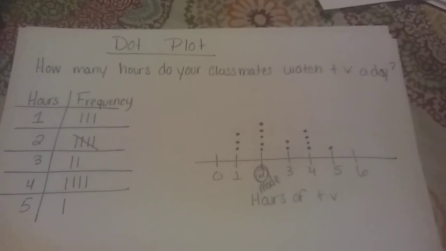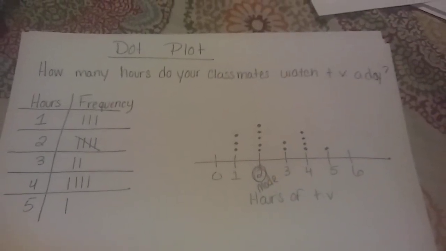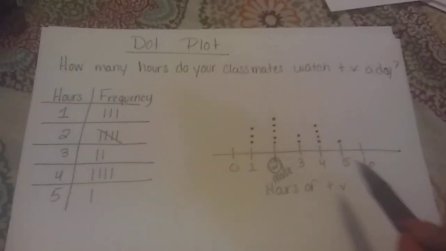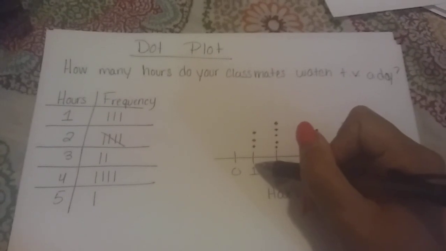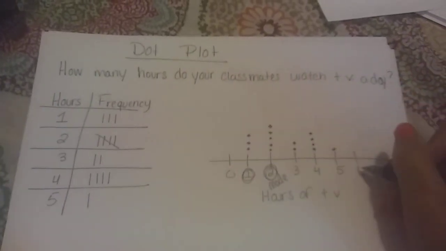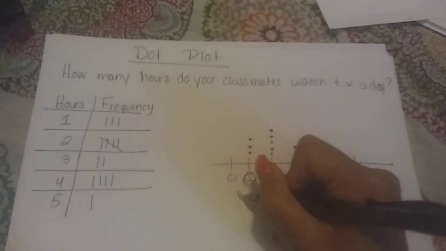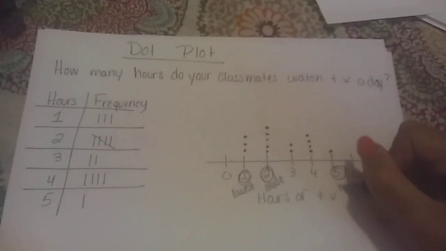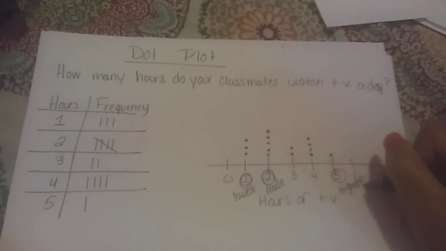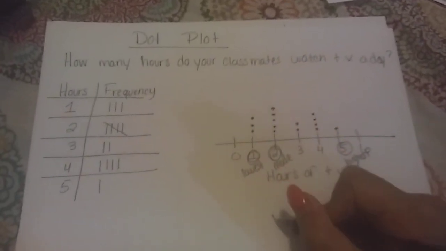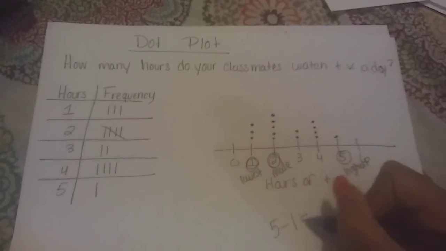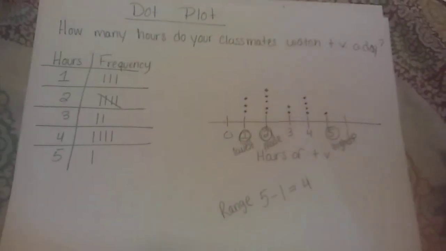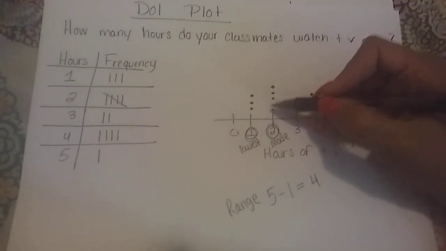If they ask you what is the range, you would look at your data and you can see that we have 1 and 5, so my lowest number would be 1, and my highest number would be 5. So to find my range, I would just do 5 minus 1, and I would get 4. So that's how we find range. Okay, so my mode is the one that has the most dots.